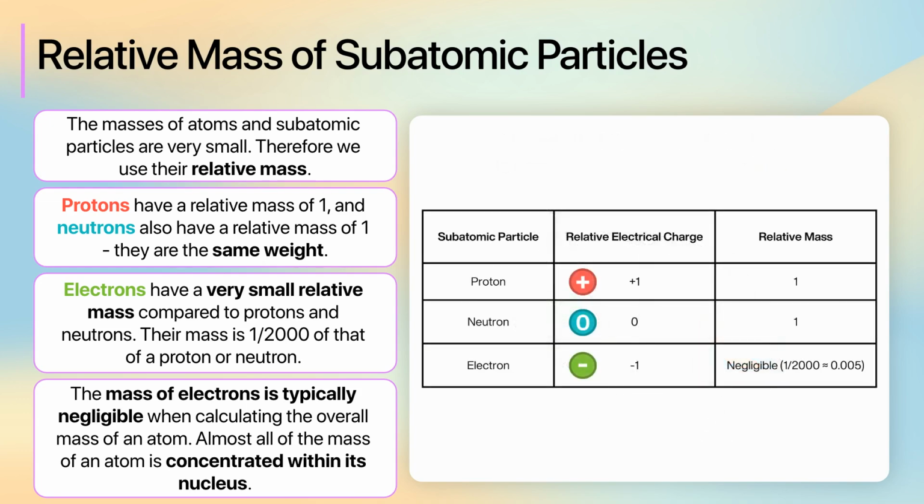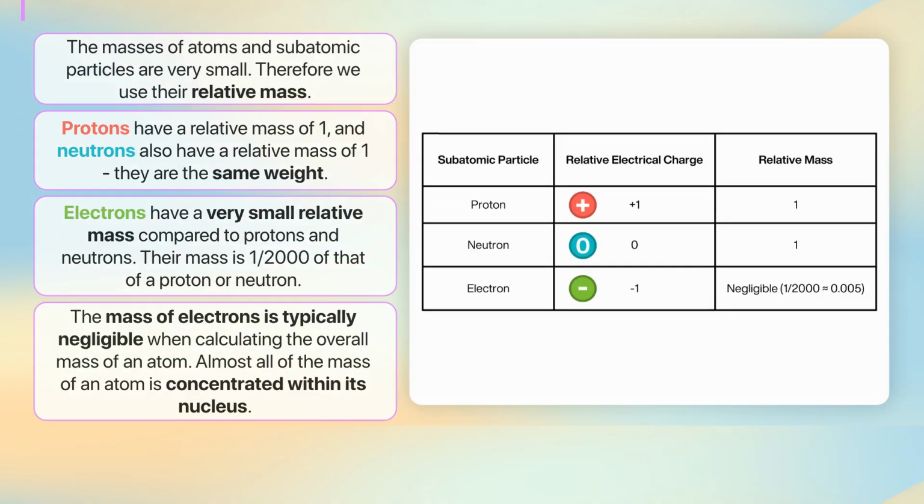We can represent this information about the relative mass of subatomic particles in a table, which also has information about their relative charge, which we studied last lesson. Well done, that's the end of our lesson today.